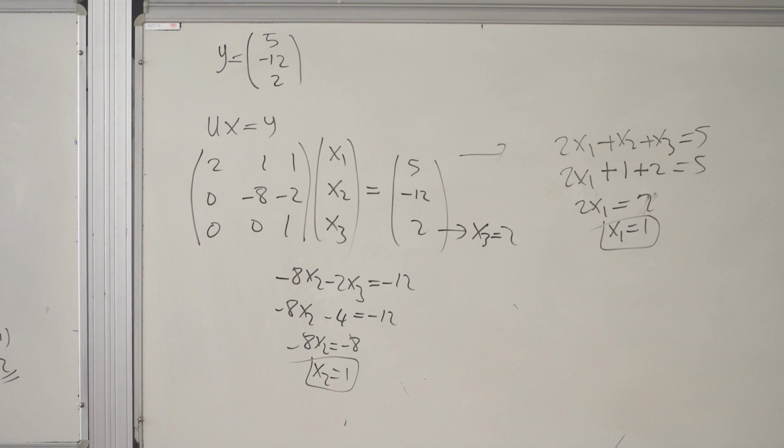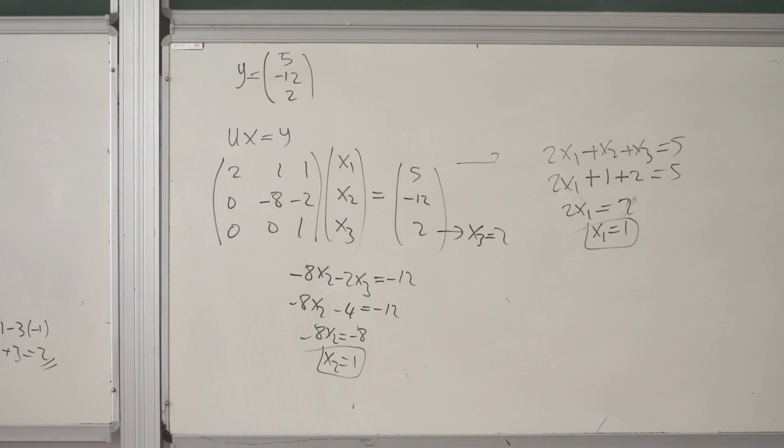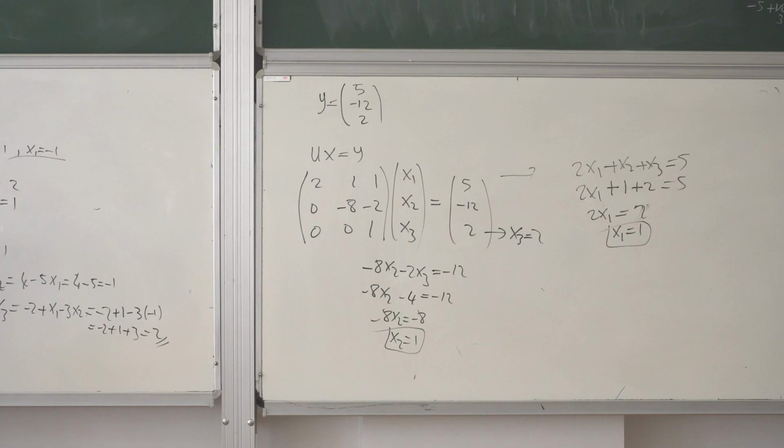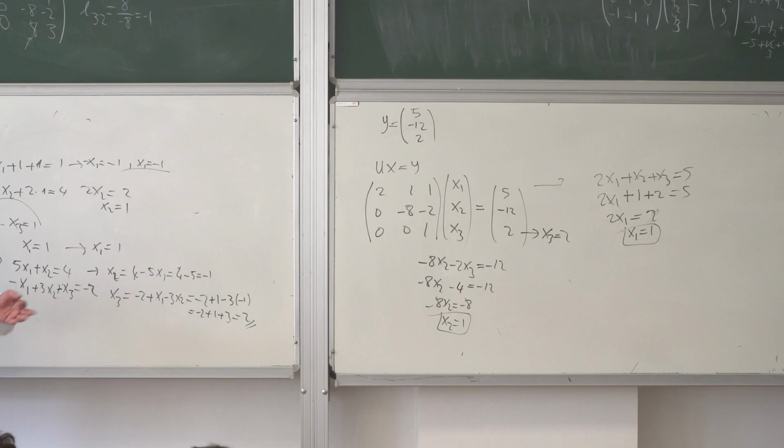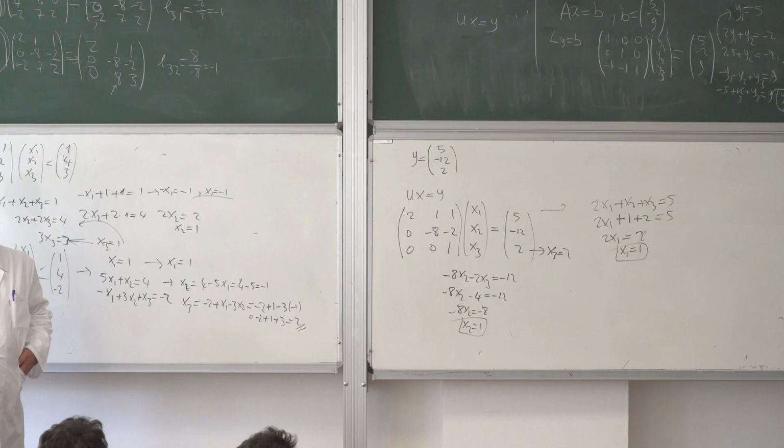And the application of it, why is it useful? Once you have the LU decomposition for A, for any new B, you don't need to do any more factorization. You just automatically program this and you automatically get the solution. One forward substitution, one backward substitution, and you have the result. That's it. Okay, what could go wrong?